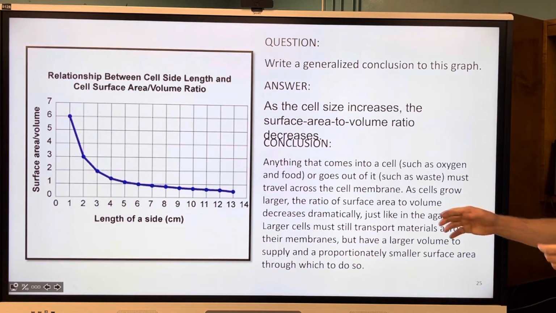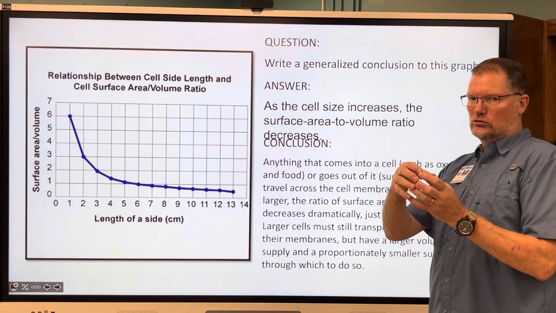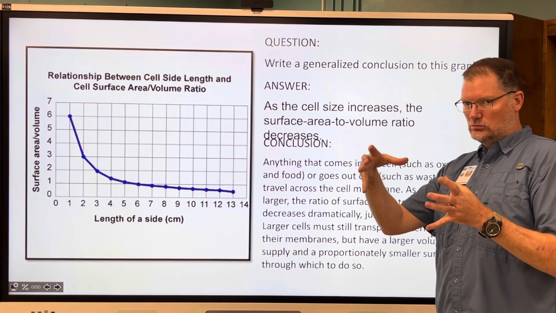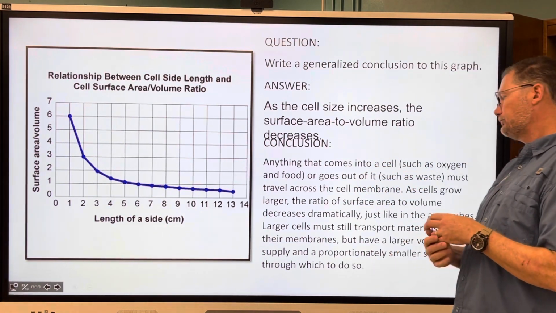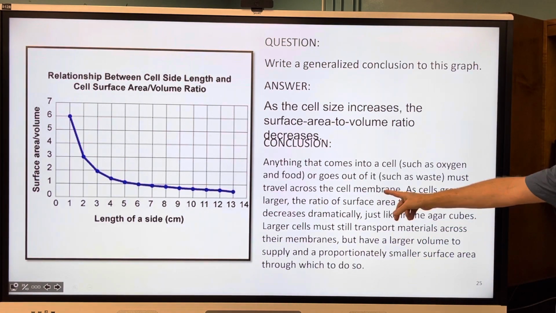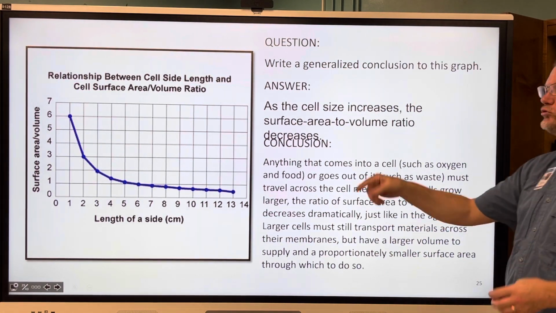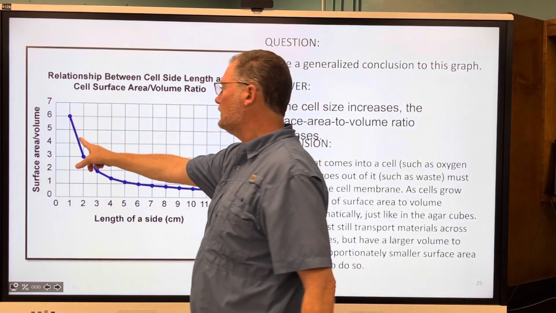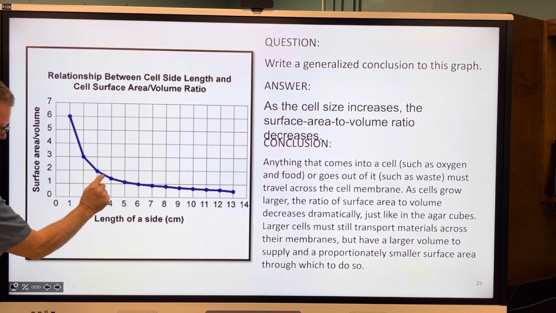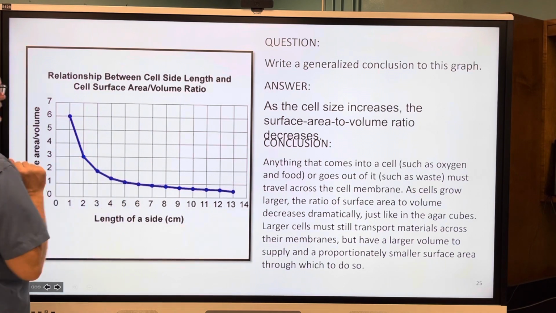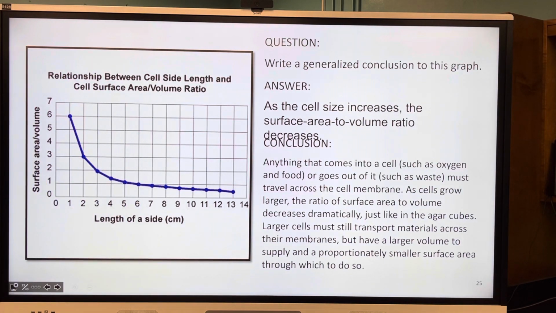But as the cell grows larger, like the cubes, 1, 2, and 3 centimeters, right? The ratio of surface area to volume decreases dramatically. Right here, this would be considered a dramatic decrease. Just like those agar cubes.